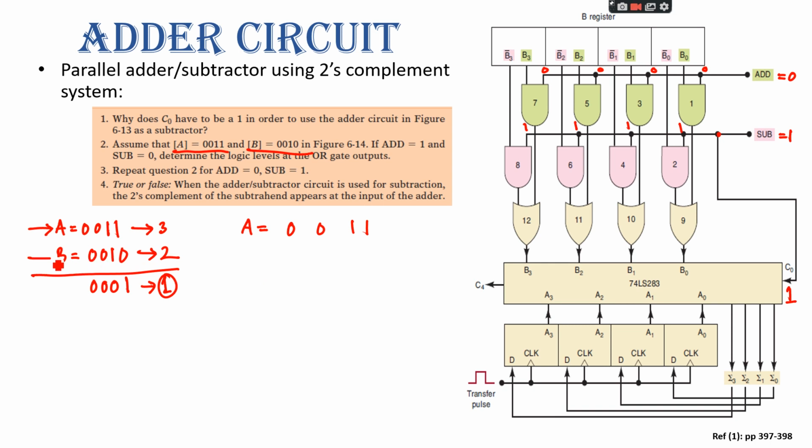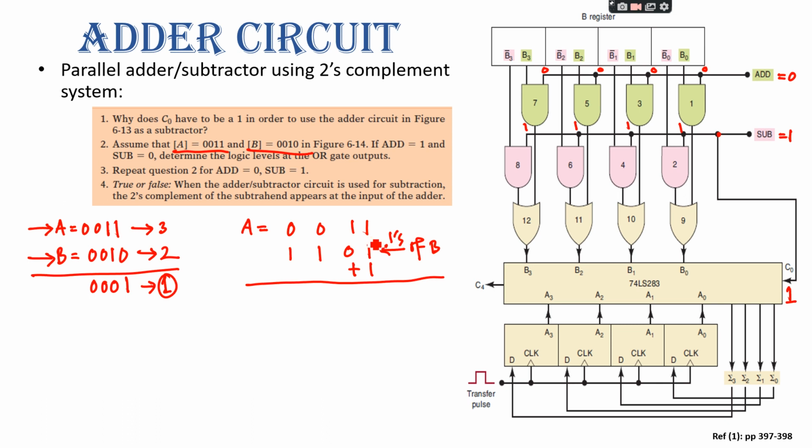Then the number that needs to be subtracted, we have to take the ones complement of that number. So what will be the ones complement of B? Ones complement of B would be 1, 1, 0, 1. That is the ones complement of B, right? And then in order to get the twos complement of this B, we need to add 1 with it. So these three terms, if we add them, then we'll get the subtraction result.